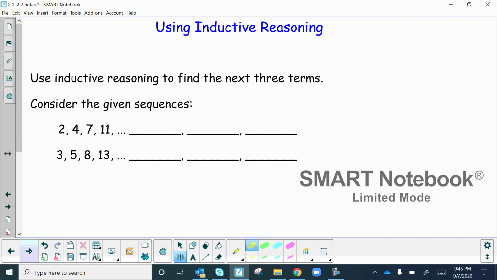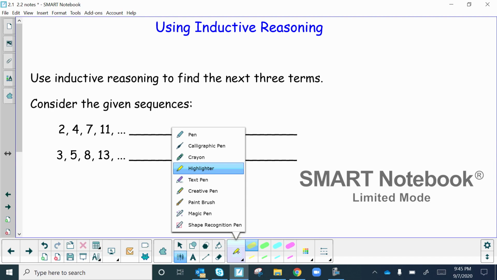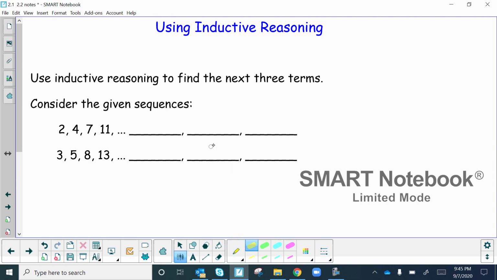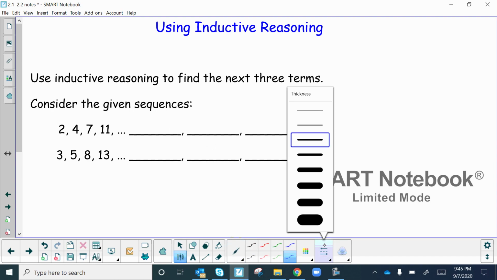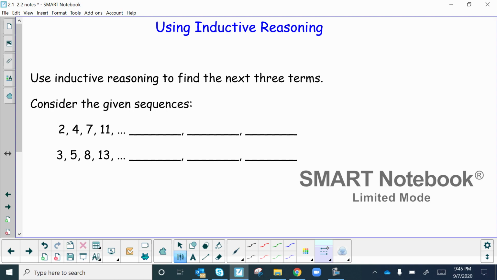So let's try some inductive reasoning. It says use inductive reasoning to find the next three terms. Consider the given sequences. So let me get my pen. So we have the first one right here. It says 2, 4, 7, 11. So first thing that I automatically go to is what are the differences?